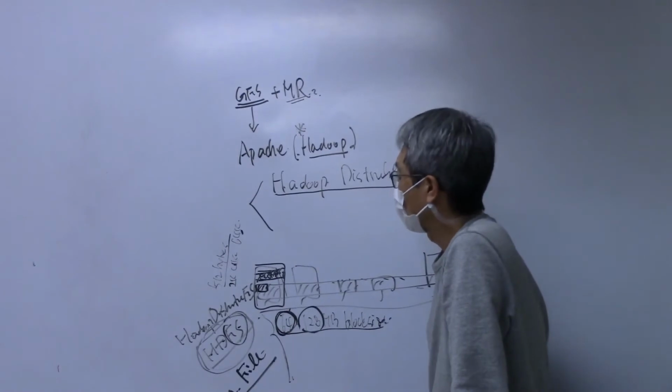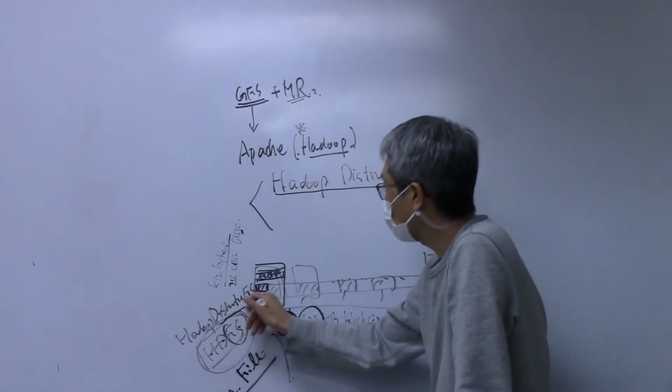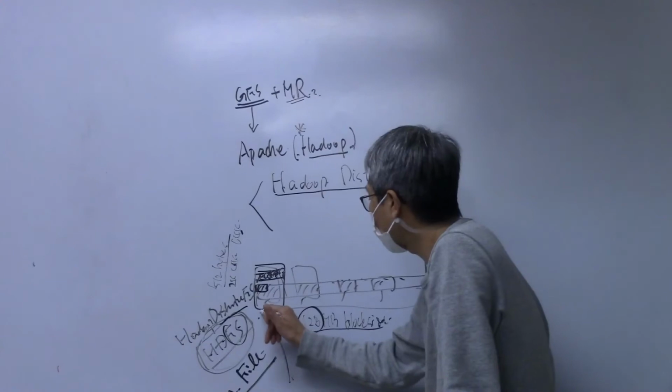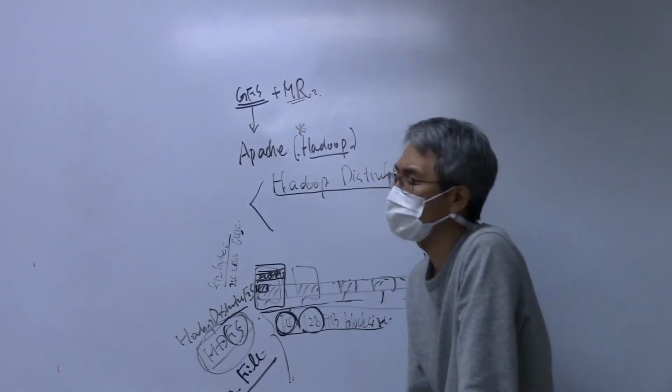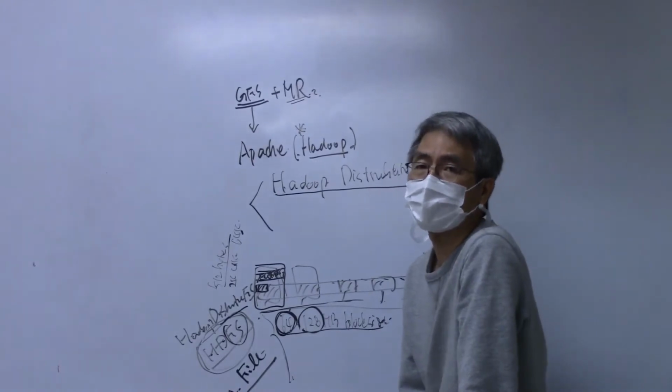Also, one of the problems of the distributed file system is that it relies on the network connection. The network connection is not that reliable.